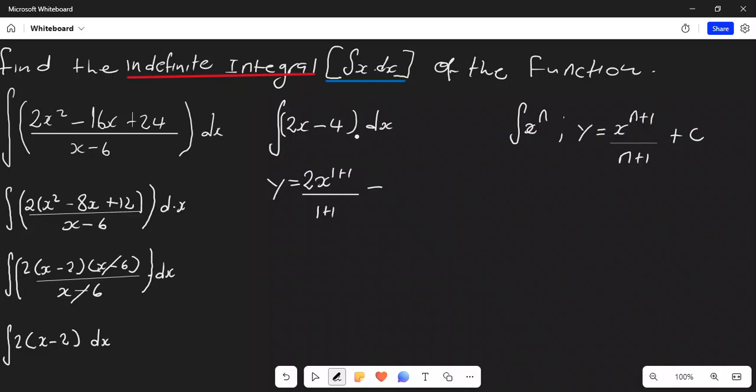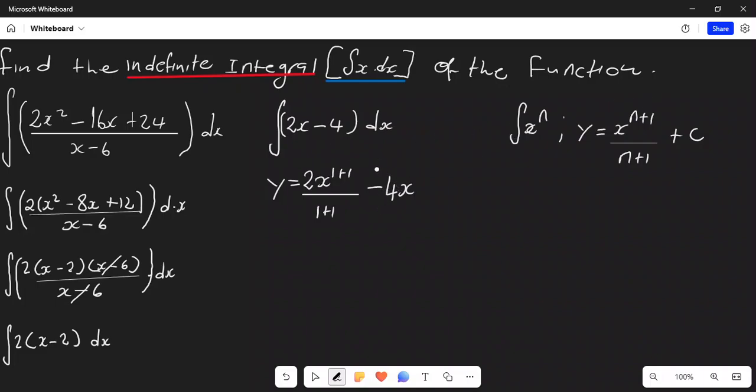Our second term, as you can see, is a constant, guys. So whenever you have a constant, you multiply that constant with the variable which we integrate with respect to. In this case, our variable here is x, so you just multiply it by x. It's -4 multiplied by x, and that's it. Remember, do not forget that one.